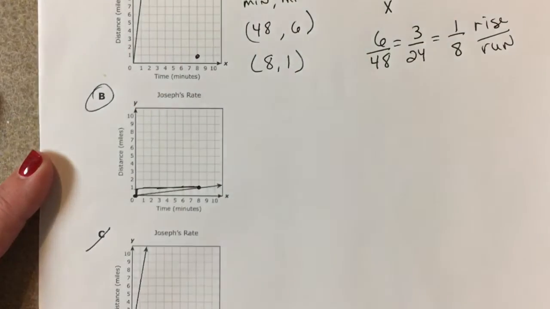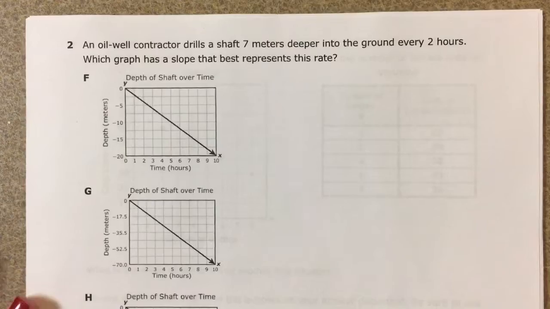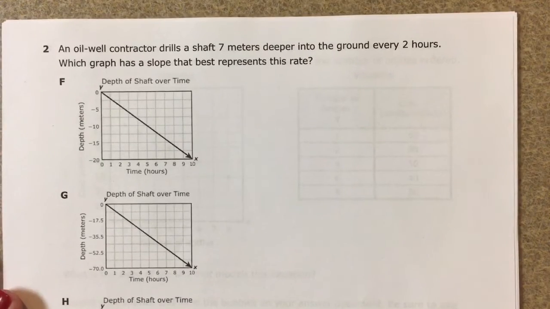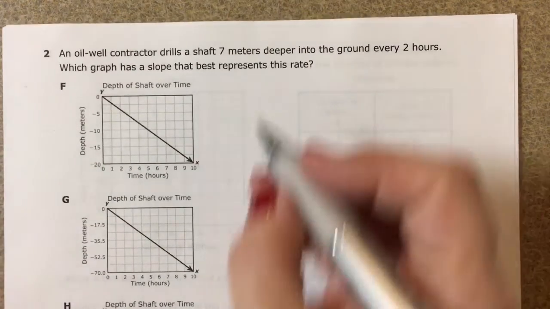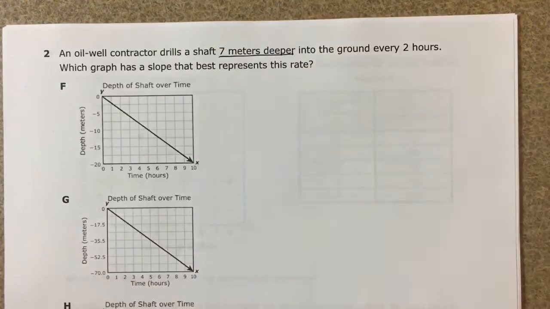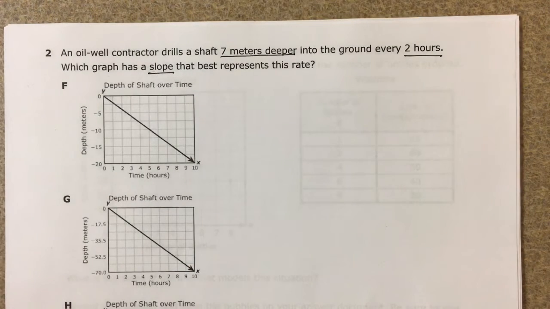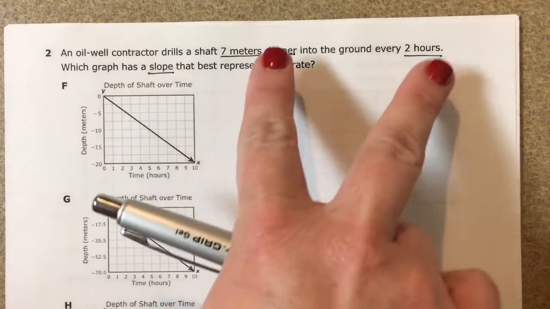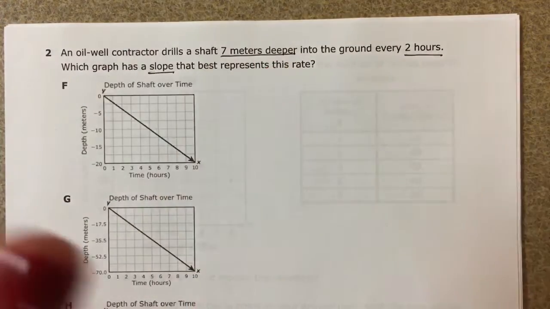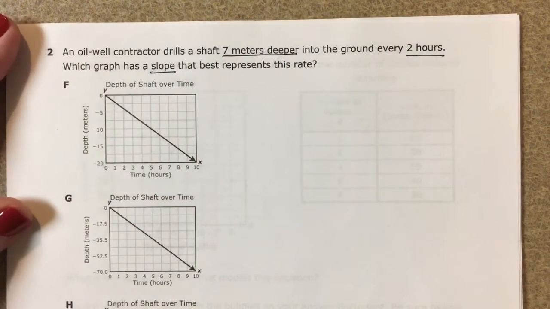So B works. Number 2, an oil well contractor drills a shaft 9 meters deeper into the ground every 2 hours. Which graph has a slope that best represents this rate? So we can look at our graphs, because a lot of the time if I just plot this one point, I can get my answer.